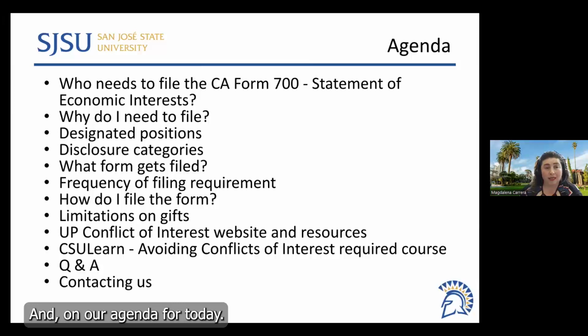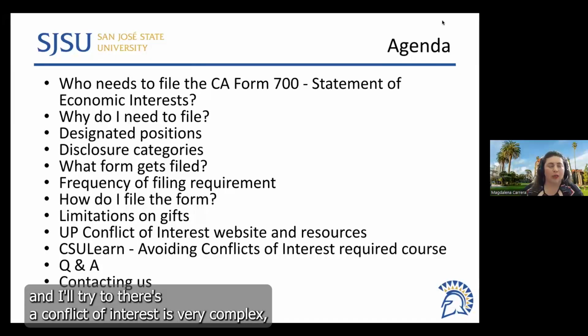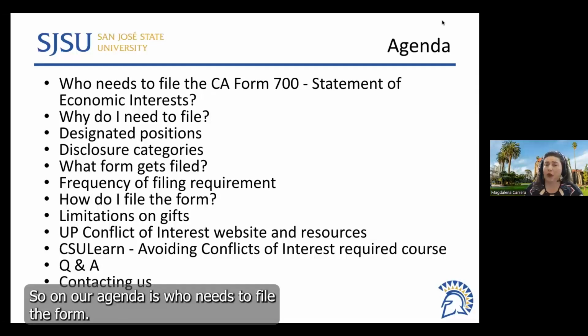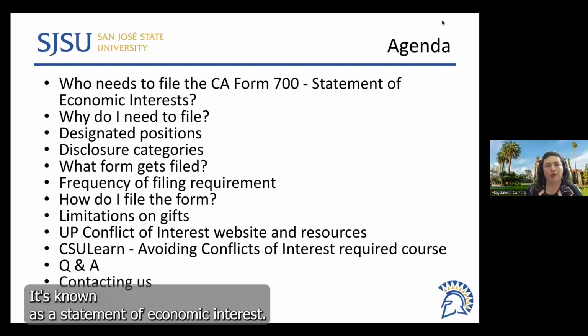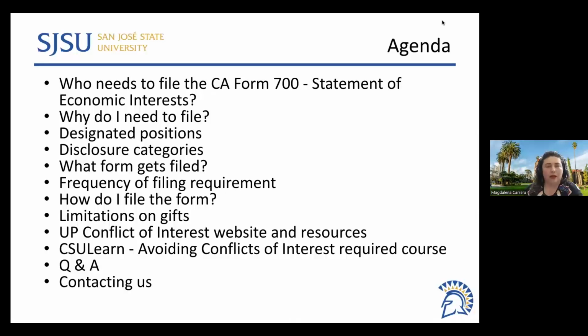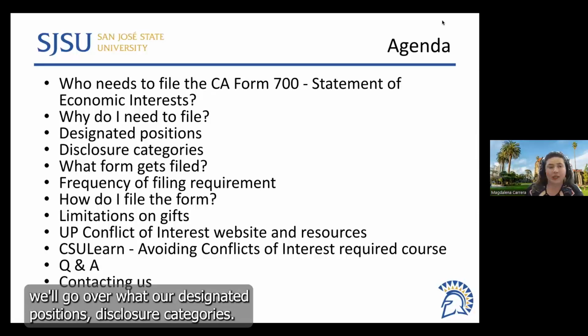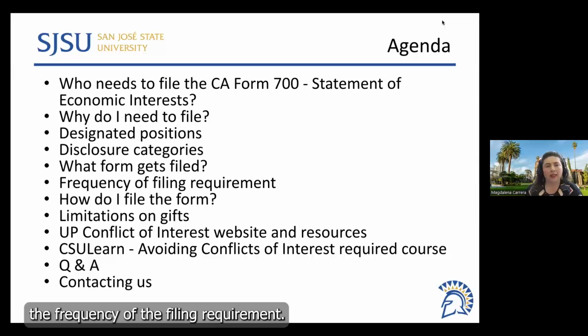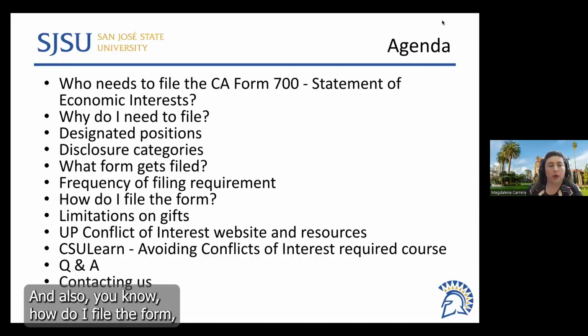On our agenda for today, we have a lot to cover. Conflict of interest is very complex, but I'll try to pinpoint and summarize some little things that I think are important. So on our agenda is who needs to file the form. It's known as a statement of economic interest. Why do we need to have you file this? We'll go over what are designated positions, disclosure categories, and what's the form that gets filed, the frequency of the filing requirement, and also, how do I file the form?